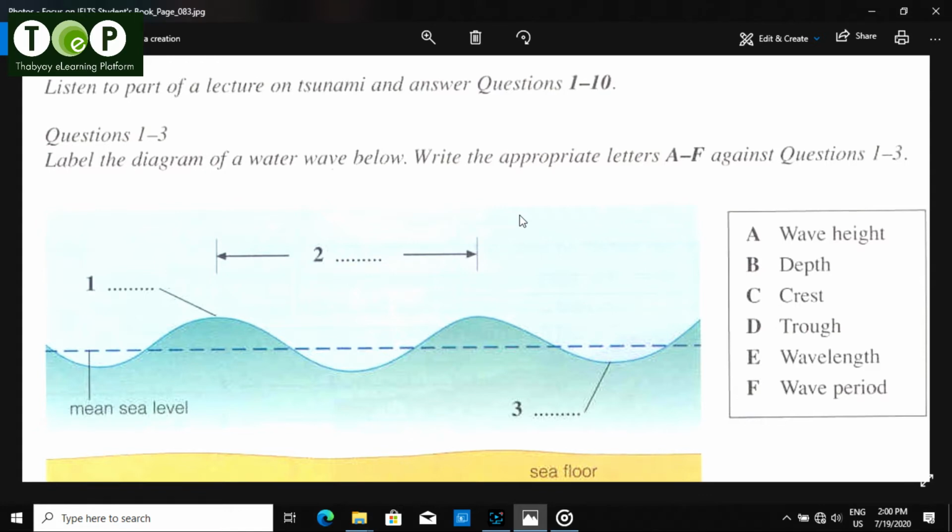In the second part, the speaker discusses tsunami waves. Look at questions 4 to 10.